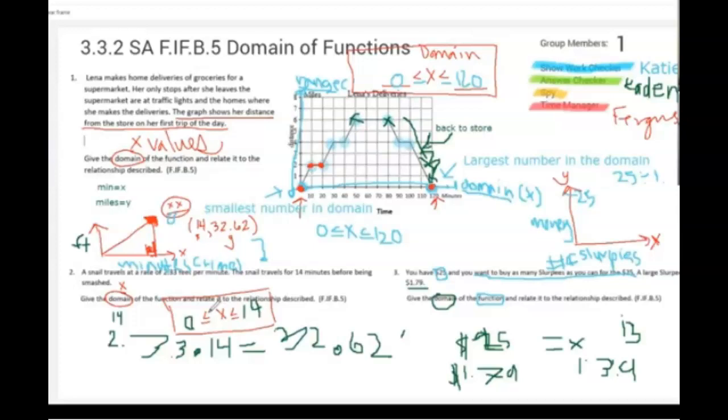Perfect. Or maybe you should buy a smaller Slurpee, because this is the large Slurpee. Yeah, you could buy smaller ones. Maybe get a whole lot of 14. A lot of sugar.